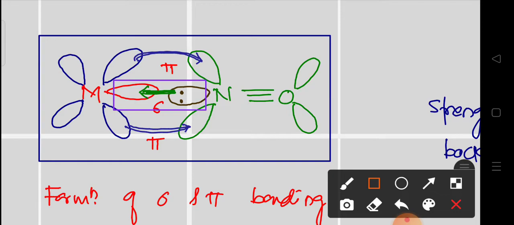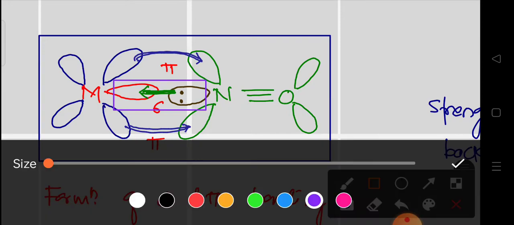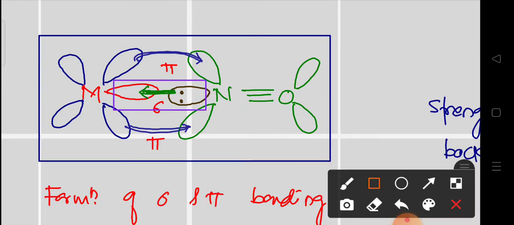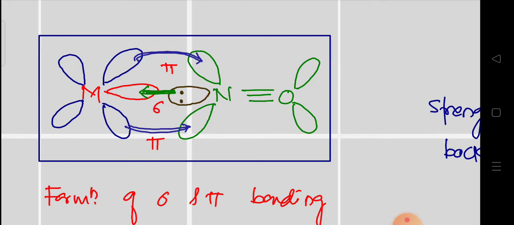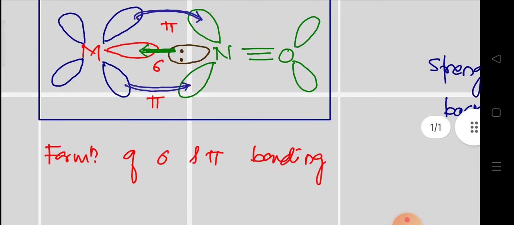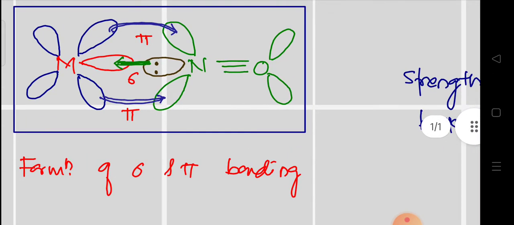To satisfy the deficiency, NO is a pi acceptor, so a second bonding takes place between the metal's filled orbital and the ligand's vacant orbital. That's why a pi bond formation takes place, and hence this is called back bonding. Likewise in NO, first a sigma bond formation and then a pi bond formation.